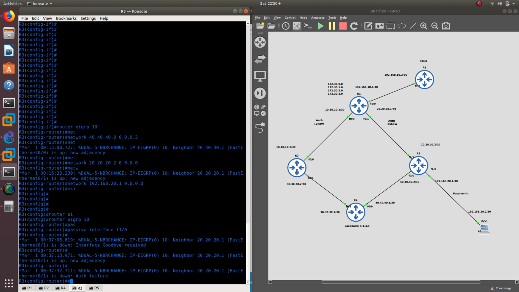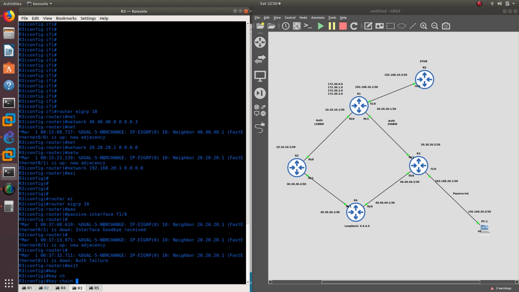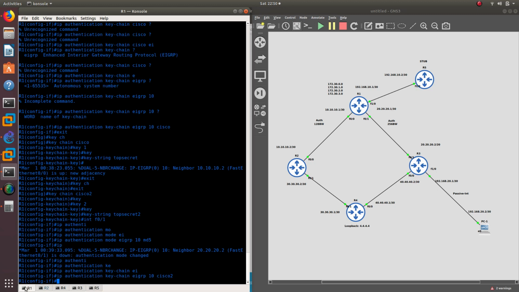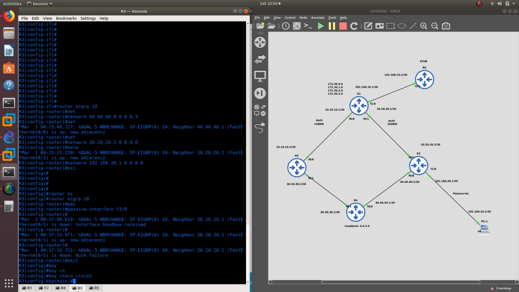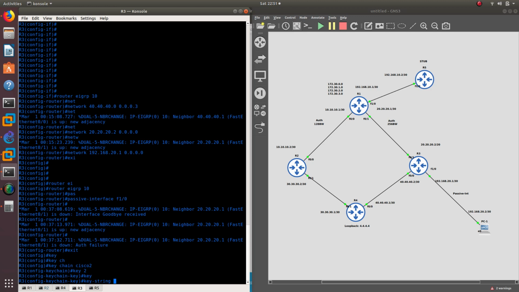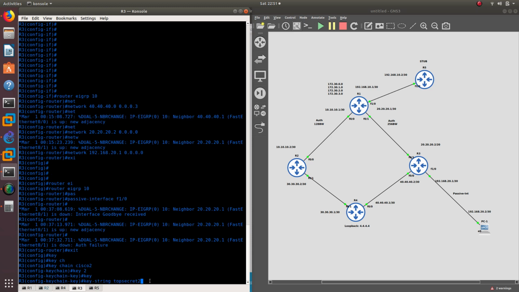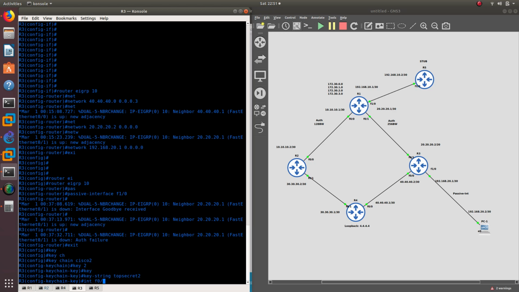From router 3, let's go ahead and exit. Let's do a key chain. We call it Cisco 2, I believe. Let's go ahead to router 1. Cisco 2. Yep, Cisco 2. Key is going to be 2. Key string is going to be top secret, if I know how to spell it, top secret 2, which is the one that we did over here. Yep, top secret 2. Great. Let's go to interface FastEthernet 0/1.